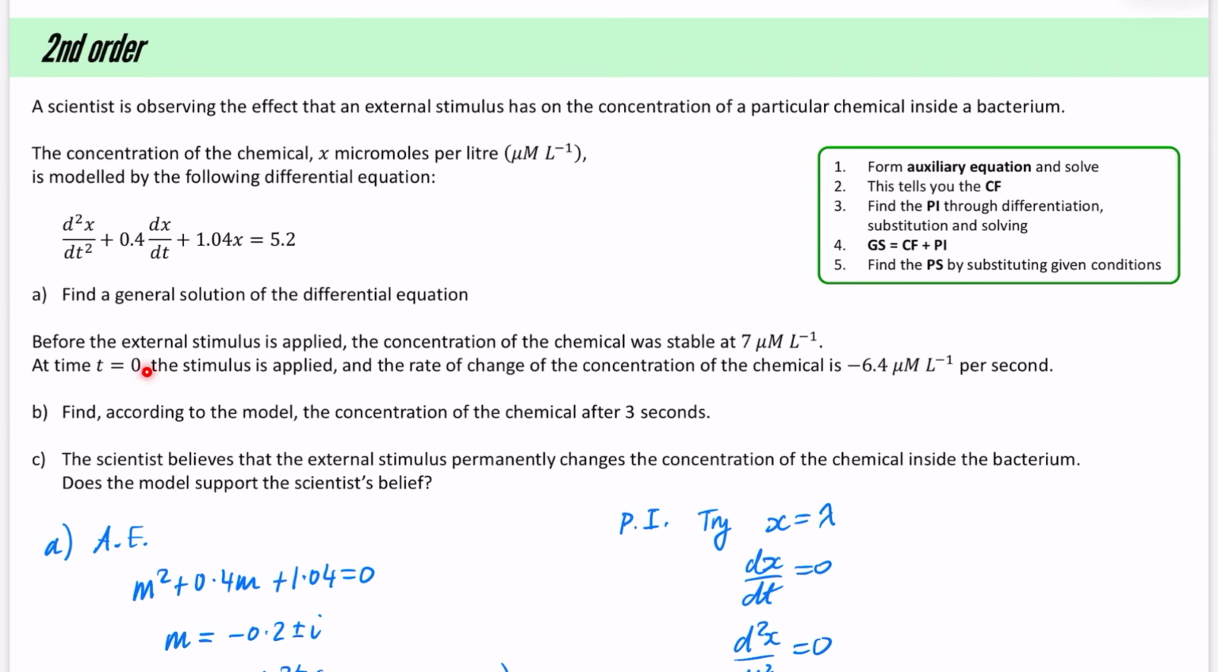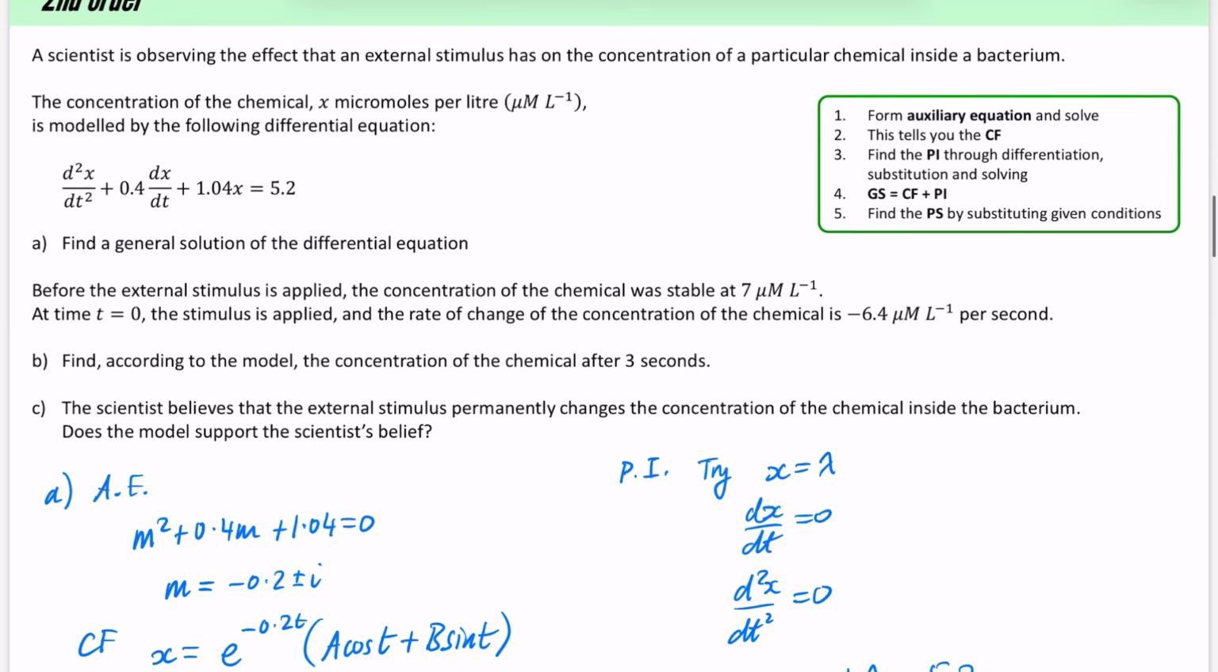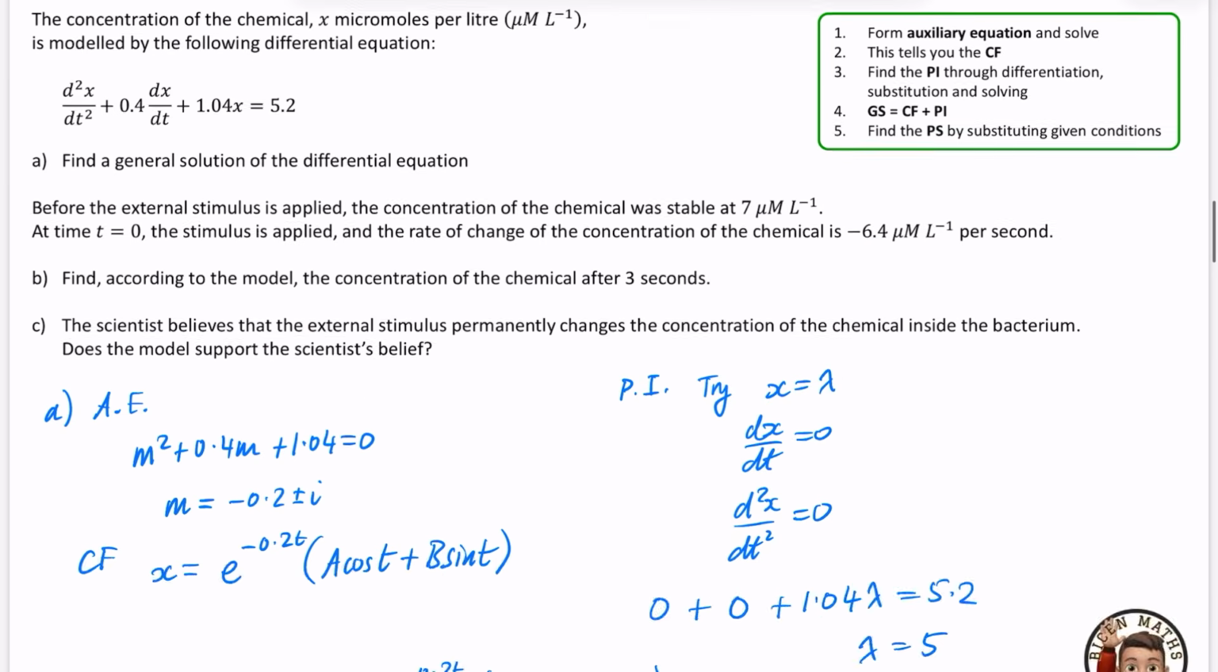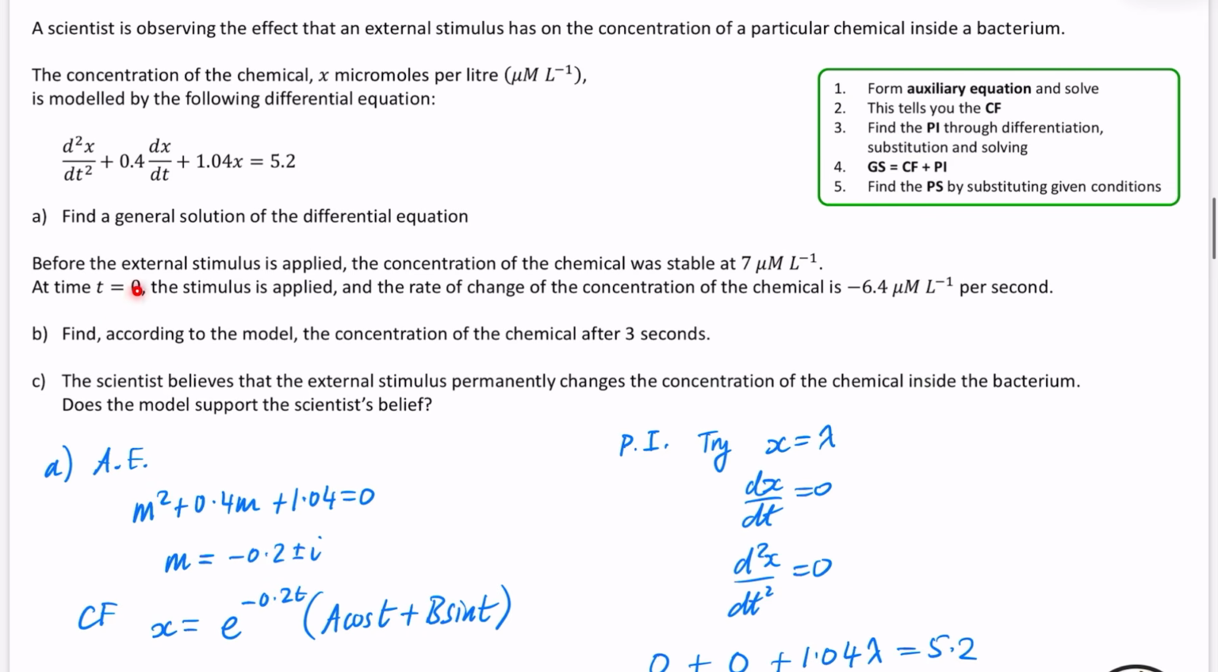So at the very beginning, when t is equal to 0, this is something to do with the rate of change. And when t is equal to 0, this was also what the stability state was. So to extract some of that information for part B, I can say that when t was equal to 0, as the stimulus was being applied, the concentration was 7. And we also said that the rate of change of the concentration is minus 6.4, okay? Now, sometimes people get a bit confused by this wording because we're saying it was this and then it was being applied at t equals 0. Well, when t equals 0, at the very start, the x value is 7. It's only going to change as soon as that stimulus has actually been applied.